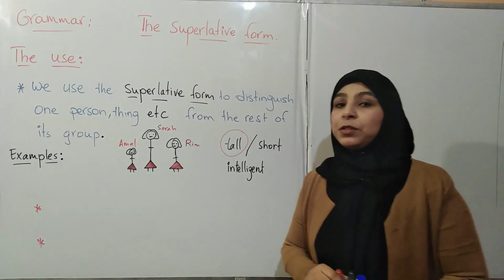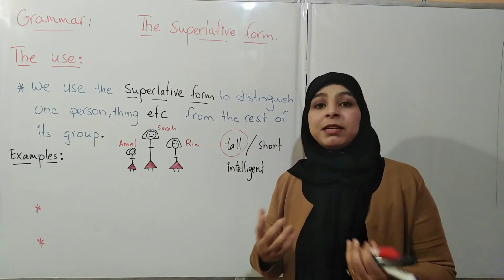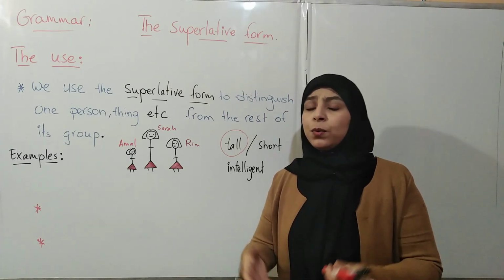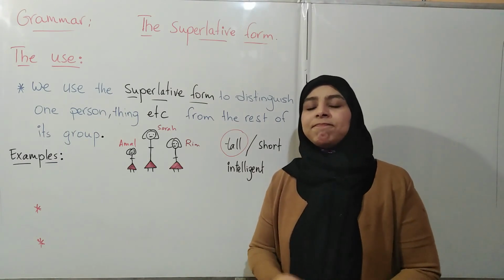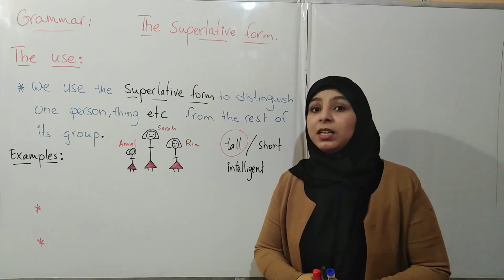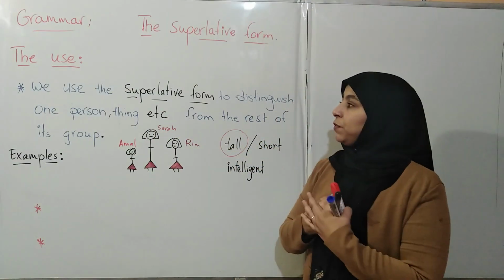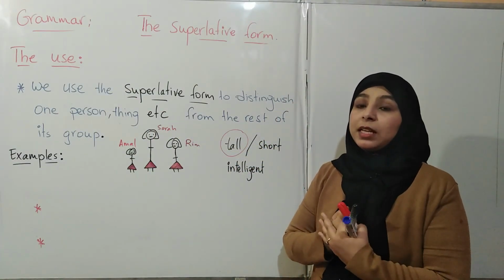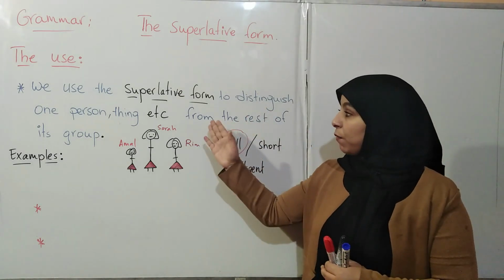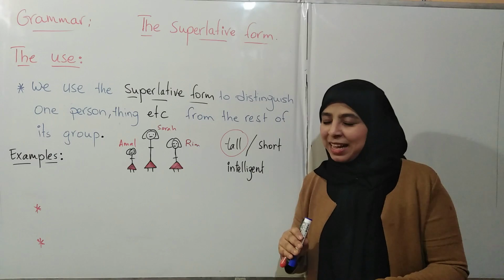As I told you before, today we're going to explain to you the use of the superlative. And I'm sure you may say, teacher, what does the superlative form mean? And when should we use this lesson? Yes, it's good. These questions are very important. Let's see all together. We use the superlative form to distinguish one person or thing from the rest of its group. It's not clear yet, I know.